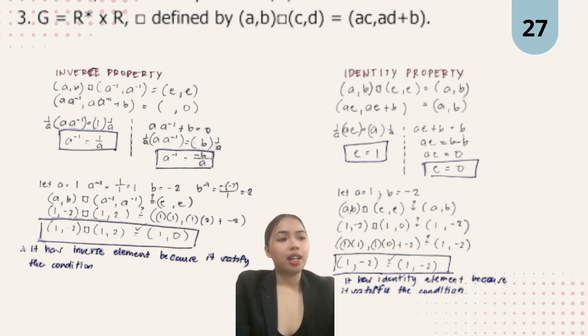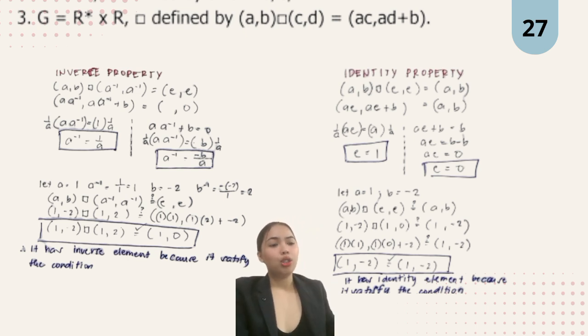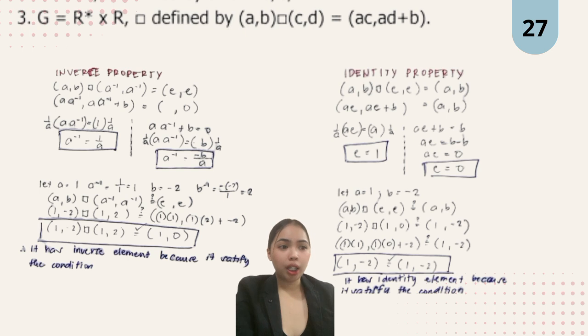And on the other side, AE plus B is equal to B, and AE is equal to B minus B. And AE is equal to 0, and E is equal to 0. So E is equal to 1 and E is equal to 0. So let's assume that A is equal to 1 and B is equal to negative 2 to prove this identity property. So (A, B) times (E, E) is equal to AB.